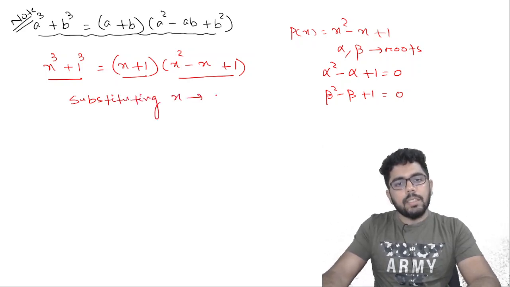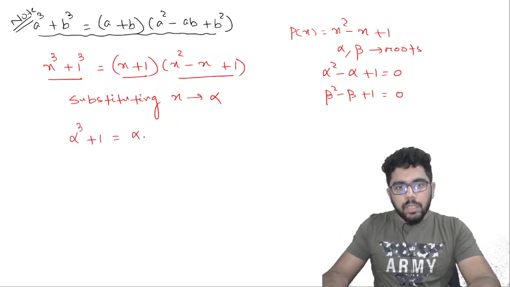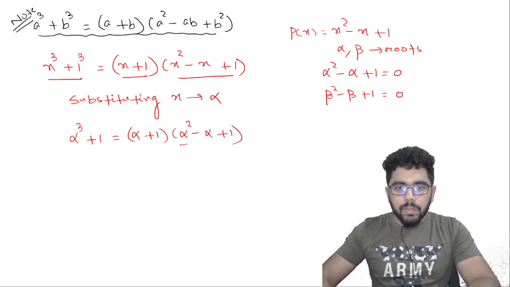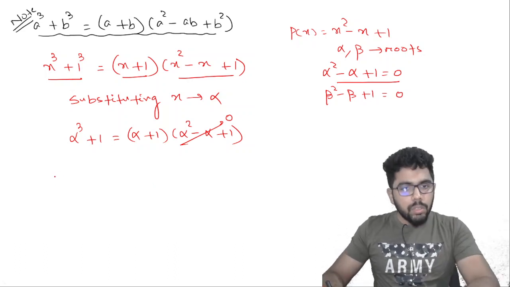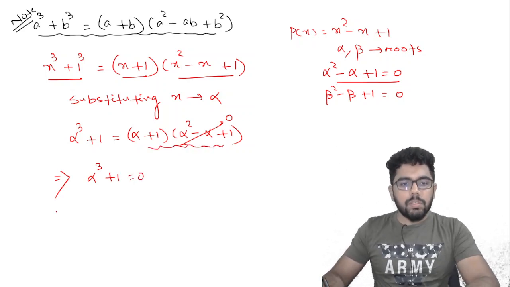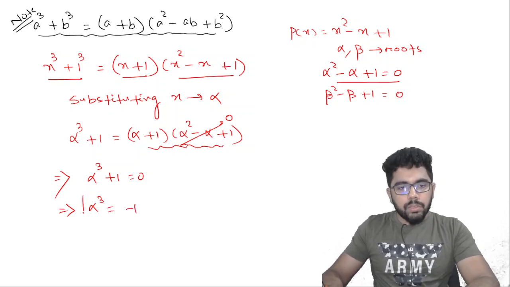So yeah, here substituting x as alpha, I can get alpha cube plus 1 is alpha plus 1 whole into alpha square minus alpha plus 1. Now this alpha square minus alpha plus 1 is equal to 0 because alpha is a root. So this implies alpha cube plus 1 is equal to 0 because this entire thing will become 0 now. Or this gives me alpha cube is equal to minus 1.